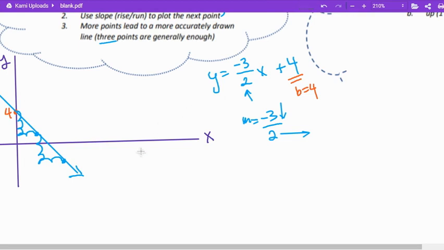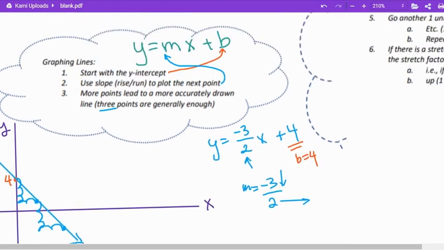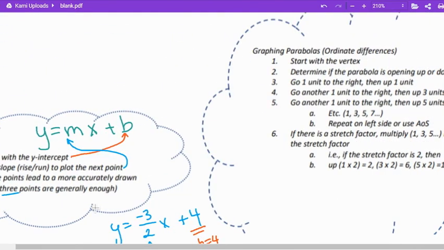Okay, if you have questions, ask Ms. Copland, or if you need to, watch a YouTube video. Go online, find how to graph a line, right? I totally understand if you forgot, but you might need to do a bit of extra work. Let's move on to graphing parabolas.